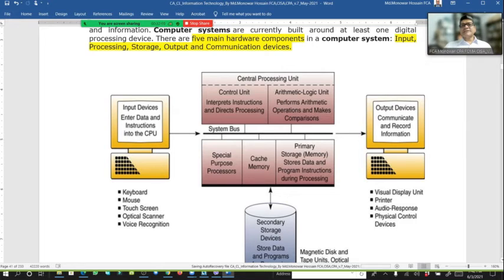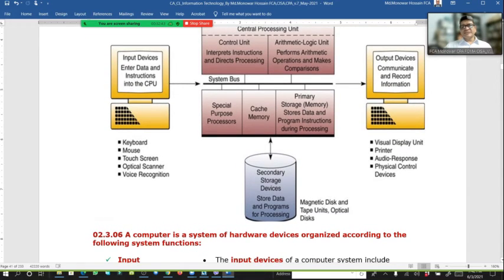Within the central processing unit, CPU, there are 2 units. One is the control unit, another is the arithmetic logic unit. The control unit interprets the instructions and directs the processing. The arithmetic logic unit performs arithmetic operations and makes comparisons. Also within the system bus, we have the memory devices. Here we have primary memory, a storage memory that stores data and program instructions during processing.